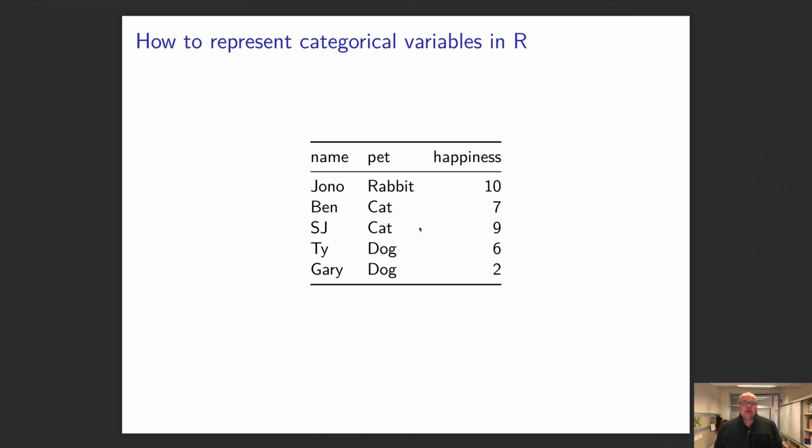So let's think about this data. Let's assume I have 5 statisticians. For each one we have their name, their pet, and how happy they are. And maybe what I'd like to do is see if happiness can be predicted by the type of pet you have. So let's think about how we can enter that in R and then how R is going to represent it under the cover.